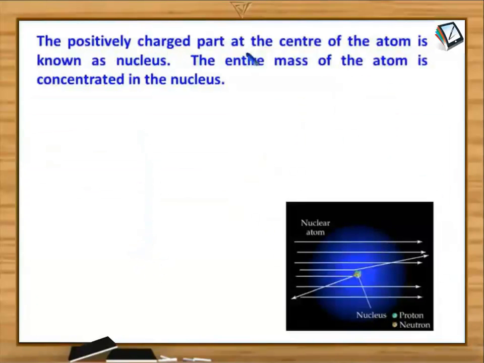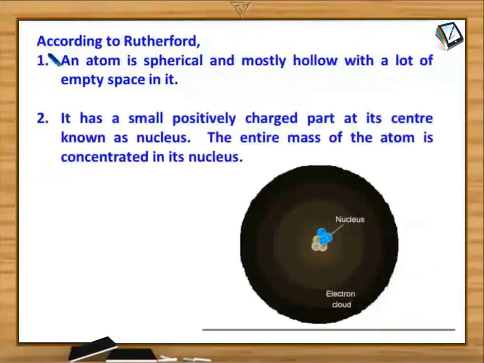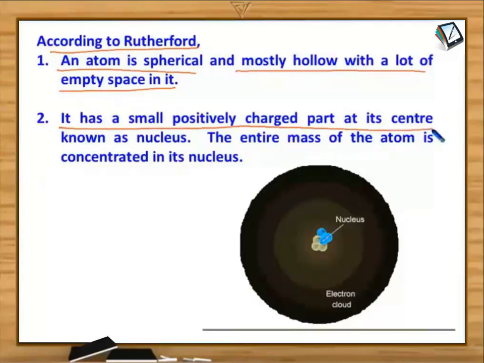So the positively charged part at the center of the atom is known as the nucleus, and the entire mass of the atom is concentrated in that nucleus only. Then, according to Rutherford, we can conclude the Rutherford atomic model in this particular way. An atom is spherical and mostly hollow with a lot of empty space in it. That's the first point. Second one, it has a small positively charged part at its center known as the nucleus, and the entire mass of the atom is concentrated in that particular nucleus.